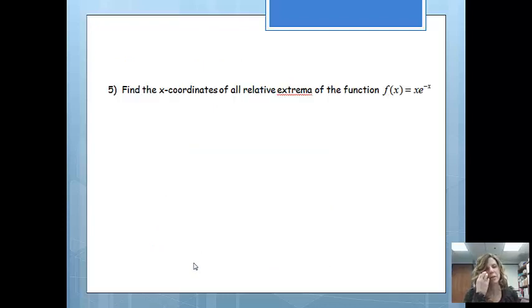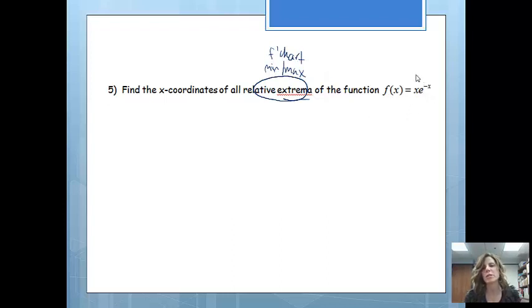Alrighty, this time we'd like to find all the x-coordinates of all relative extrema of the function f of x equals x e to the negative x. So I know with relative extrema, we're looking for mins and maxes, and we're going to make use of an f prime chart to get there. Alright, so I need to find f prime.